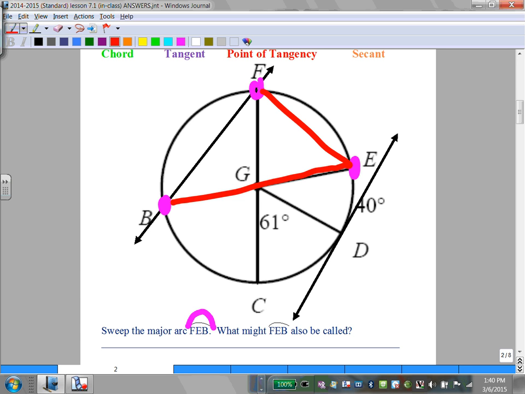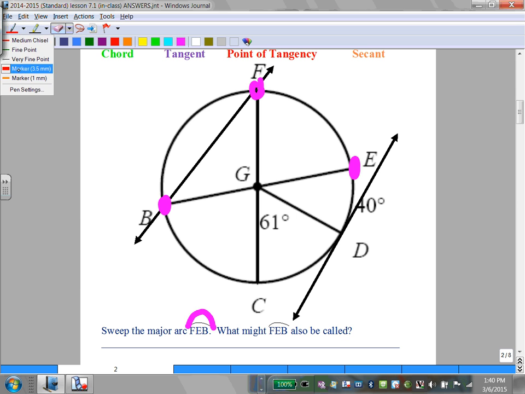Tell a neighbor, what is incorrect in the red? Why is this incorrect? It's not an arc. That's an angle, and we want an arc. Gorgeous.